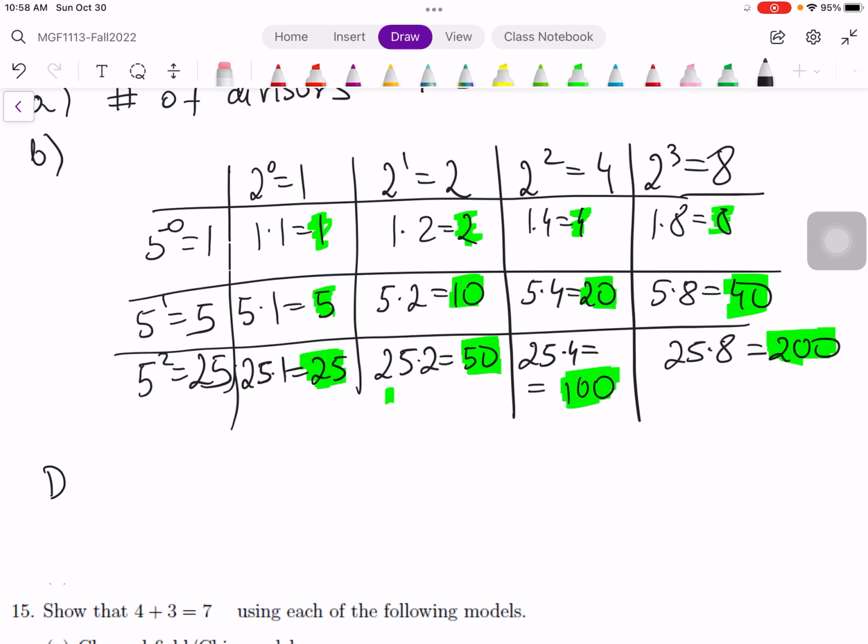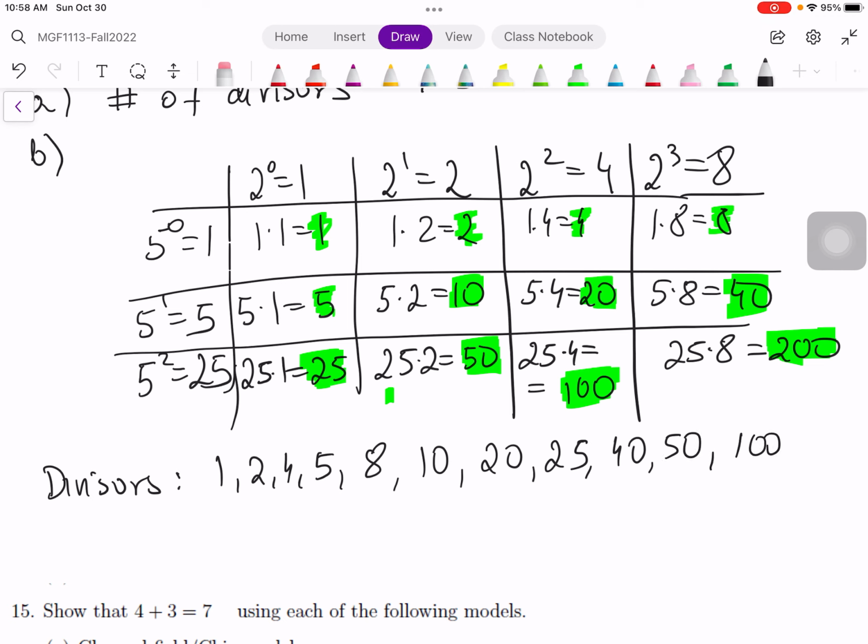So you can list all the divisors. I organized them from the smallest to the highest value: 1, 2, 4, 5, 8, 10, 20, 25, 40, 50, 100, and 200. You didn't have to. You could have just listed 1, 2, 4, 8, 5, 10, 20, 40, 25, 50, 100, and 200. Those are all 12 divisors, right?